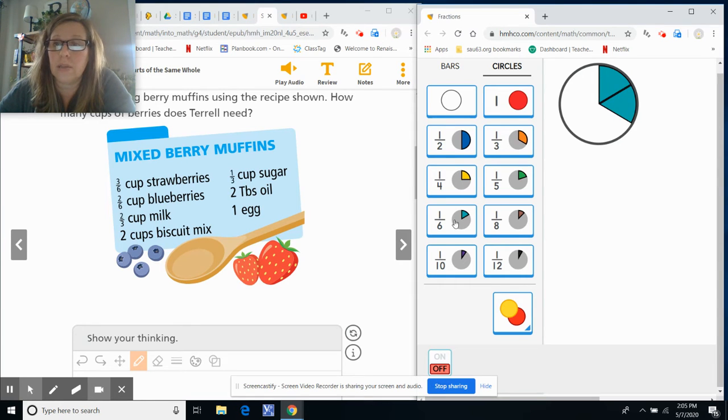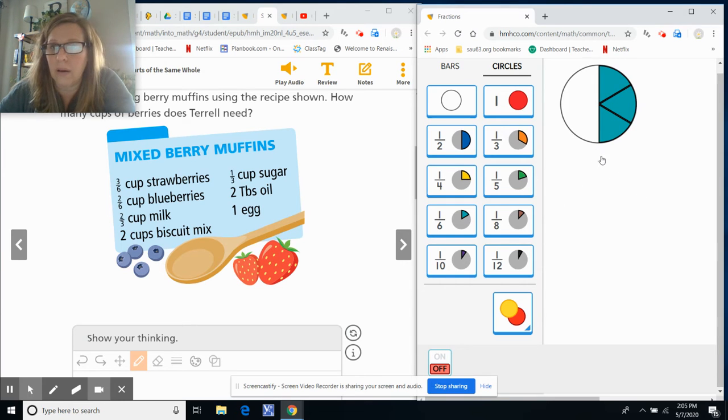So I'm going to click on this to represent 2 and 3. Some of you are thinking in your head that this is representing half. Remember, 3 out of 6, or 3 is half of 6. So you're talking about half, in this case, a half of a cup, or 3/6.